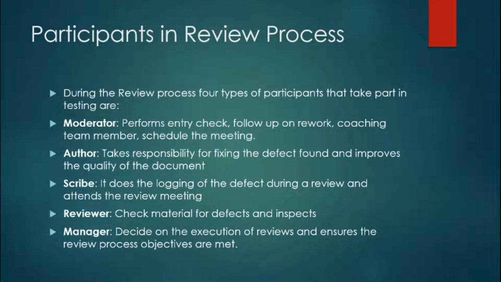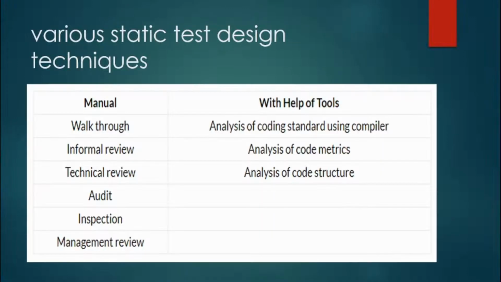The last one is the manager. He is the one who decides on the execution of the reviews and ensures the review process objectives are met. The final approval of the review process is done by the manager. These were the participants in the review process.